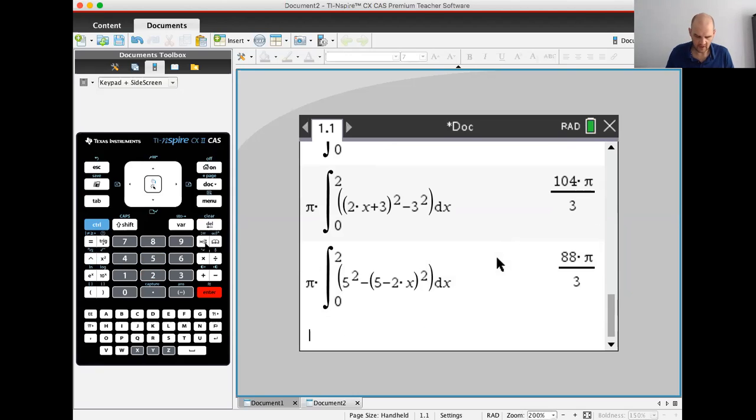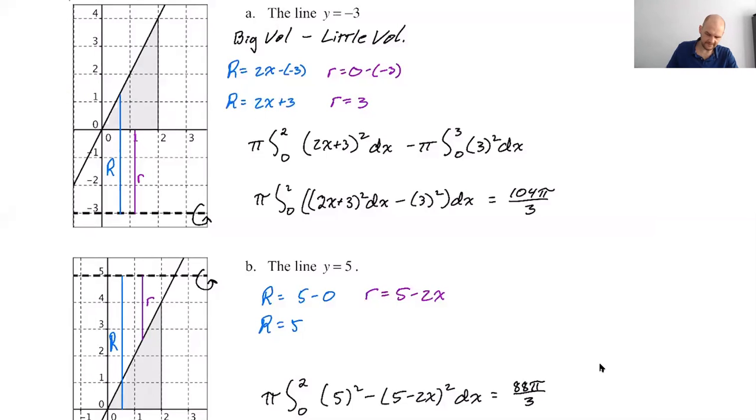88 pi over 3. One thing I'll say about volumes is I personally have no sense of what's reasonable. I can never really tell if a volume is going to be bigger or smaller than another volume. As I mentioned previously, I'm not super good at picturing the shapes that I'm getting. So to know if they have more volume or less volume, I don't know how I would go about doing that. So I have to calculate it.